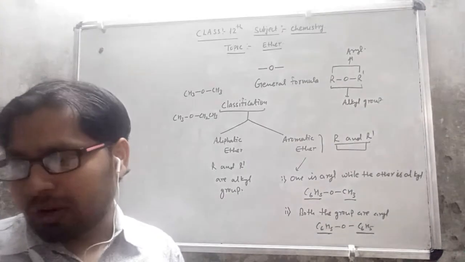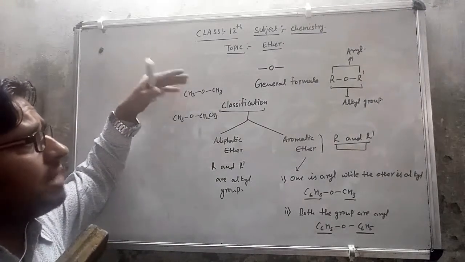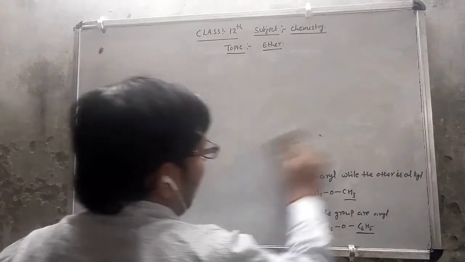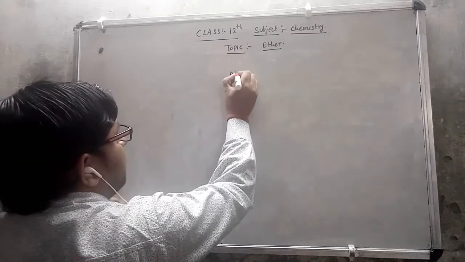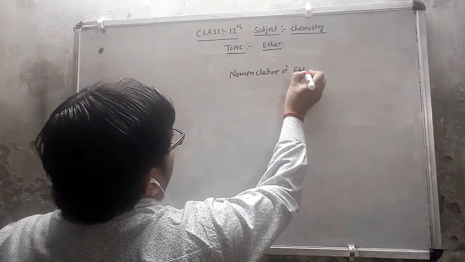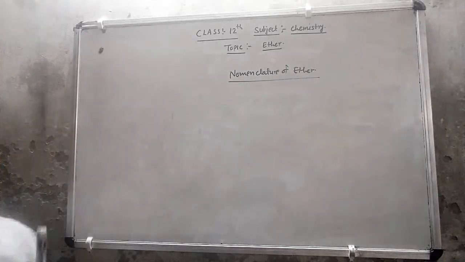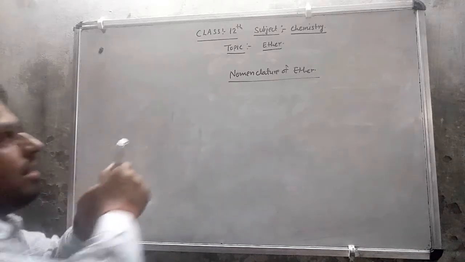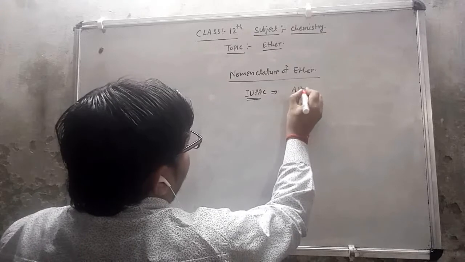Now I will discuss the nomenclature of ether. I have already discussed it with you in class 11, but I will discuss here again how we can give the IUPAC name of the ether. According to IUPAC, ethers are named as alkoxyalkane.